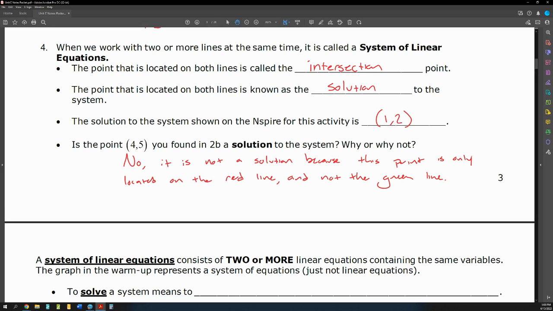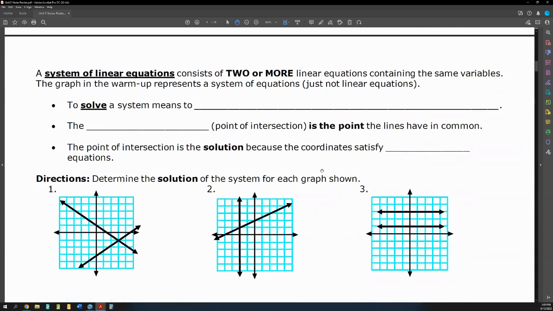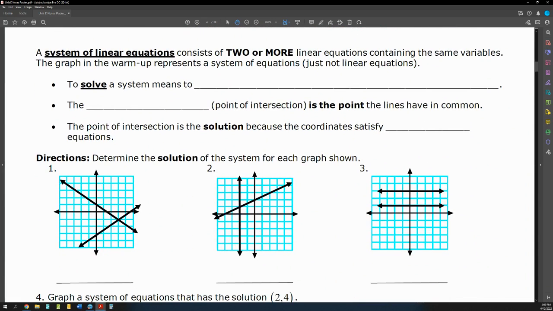All right. So that's it for the Inspire activity. Let's continue on. A system of linear equations consists of two or more linear equations containing the same variables. So in most cases, we're going to be using x and y, though you may see some other variables. The graph in the warm-up represents a system of equations. So that coronavirus cases graph is a system of equations, not necessarily linear though. To solve a system means to find the intersection point of the lines.